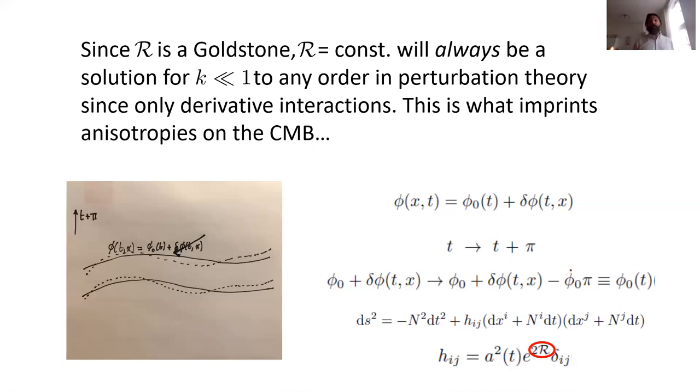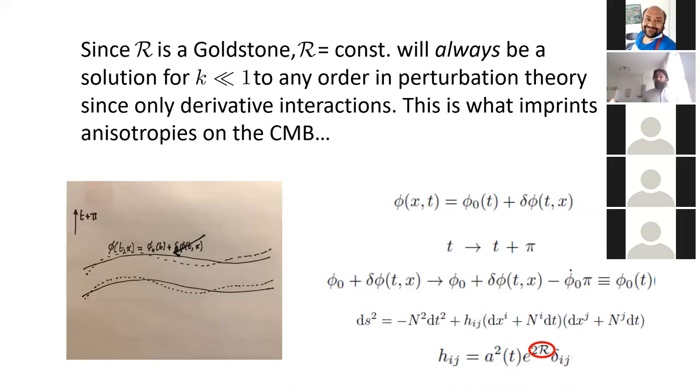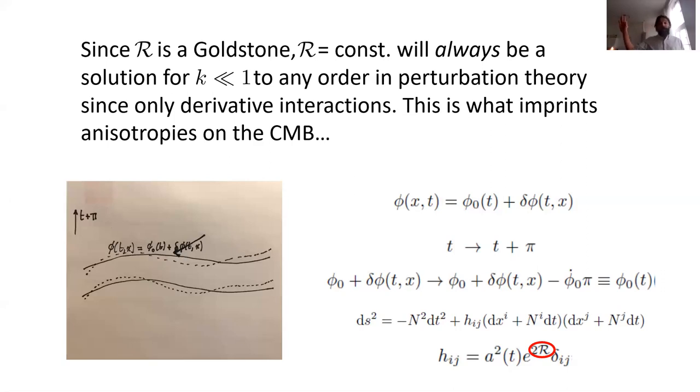And this has a remarkable consequence, which is that for large enough wavelengths, because there are only derivative interactions for a Goldstone, right, at large enough wavelengths you cannot, at any order in perturbation theory, to any order in loops, get a term in the equation of motion that corresponds to a mass term or anything that's linear. So what does that tell you? That tells you that curvature perturbation equals constant will always be a solution.